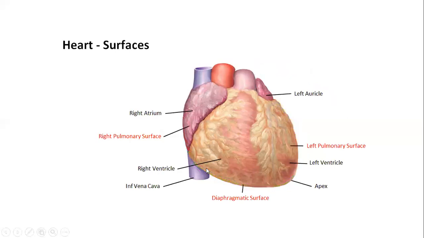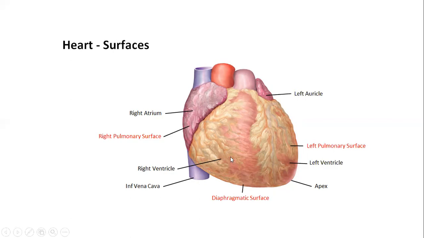Moving on to the surfaces of the heart. Heart has four surfaces: anterior, inferior, right pulmonary surface, and left pulmonary surface. The anterior surface has another name which is called sternocostal surface. Why is it called sternocostal surface? Because it lies just inside to the sternum and costal cartilages and anterior parts of the ribs. It is mainly formed by the right ventricle.